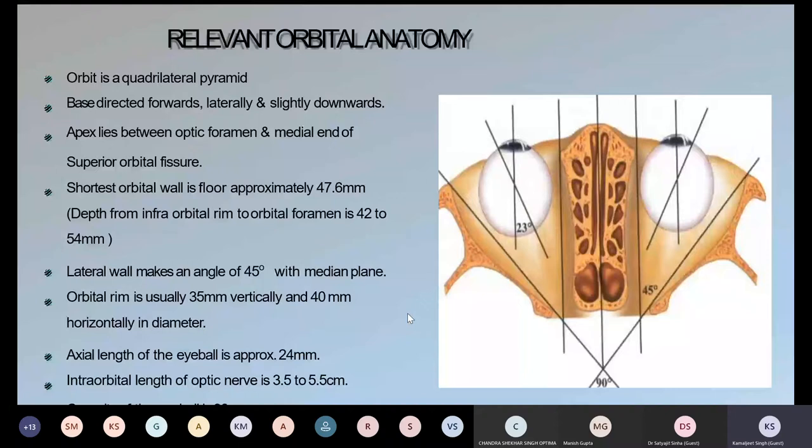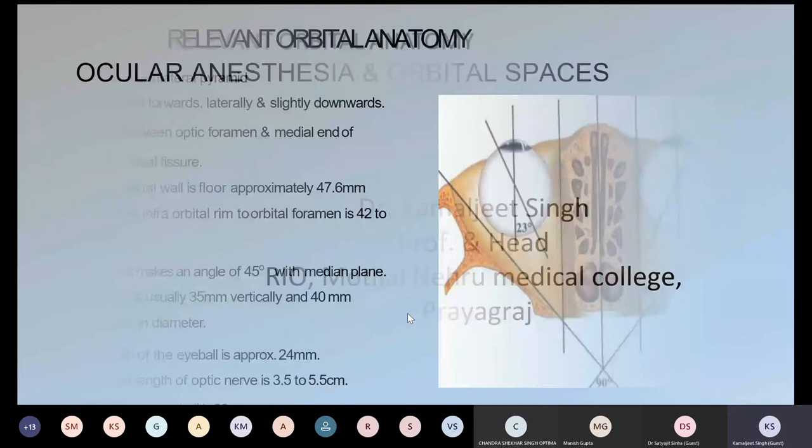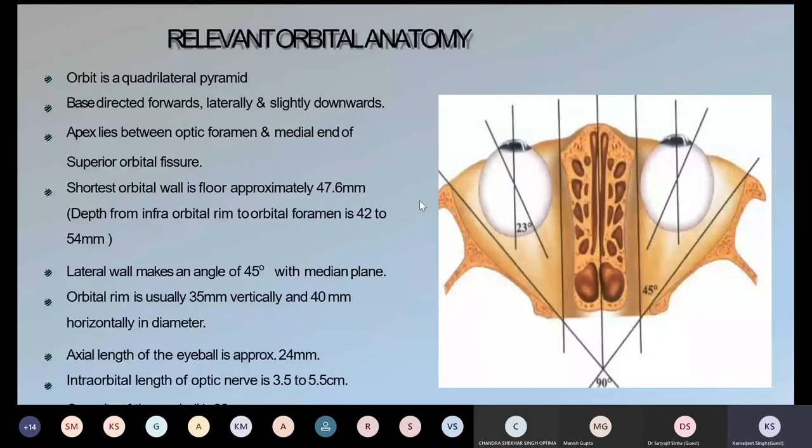Basically, I would like to share a little bit about the eyeball. You can see the orbit is placed like this, and the axis of the eyeball goes like this, about 45 degrees on this side, and there are various spaces that we have to understand. The optic nerve goes like this; if you have a mid sagittal section, it goes slightly medially.